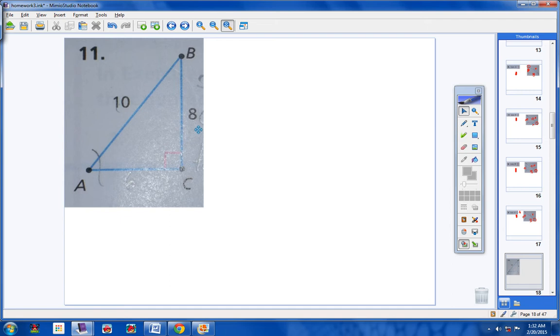The directions say to find the sine, cosine, and tangent of the acute angles of the triangles, okay? So here we go. They want us to find the sine, cosine, and tangent of angle A. Then they want us to find the sine of B, the cosine of B, and the tangent of B. However, we can't do that until we know all three sides.